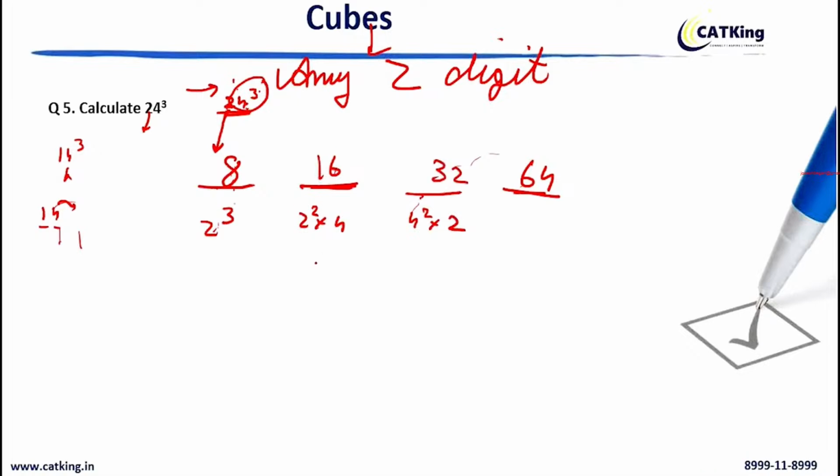Now it is simple. 16 double is 32, 32 double is 64. Now just add it. This is 64. Can 64 come here? No. How much can come? Only 4 can come here. Right? Hence I'll again give 6 as the carryover.